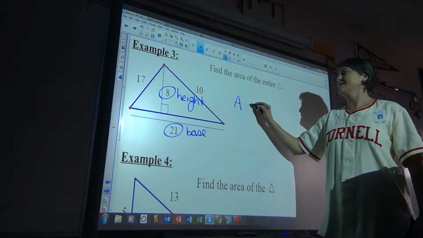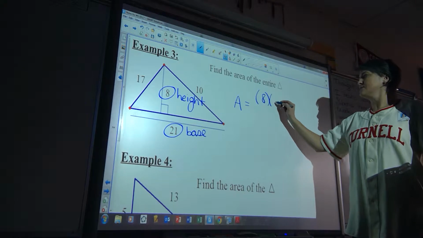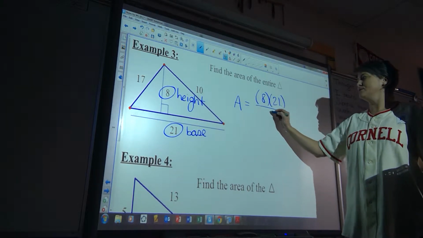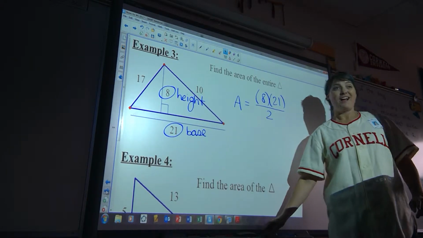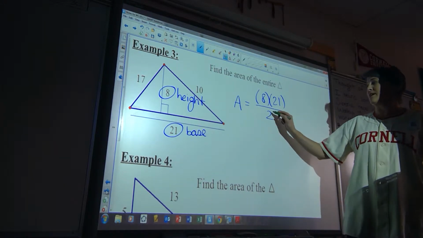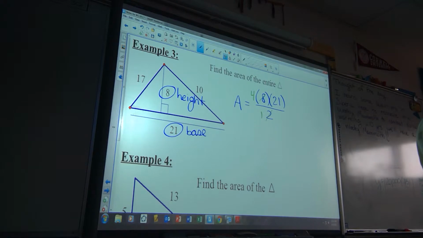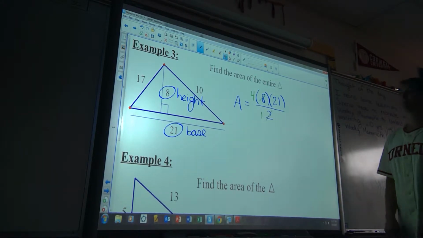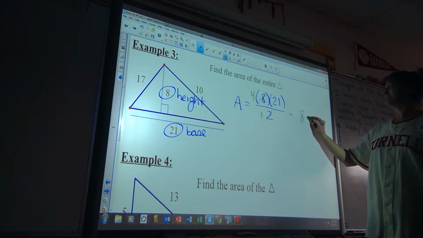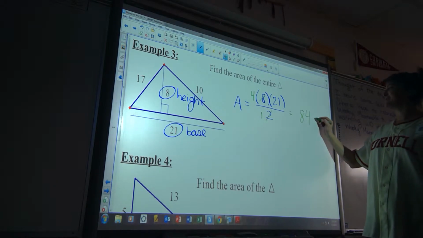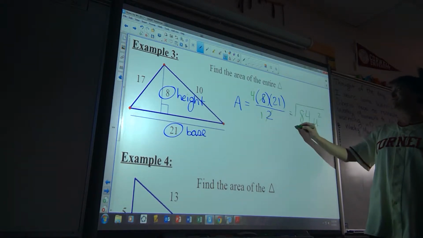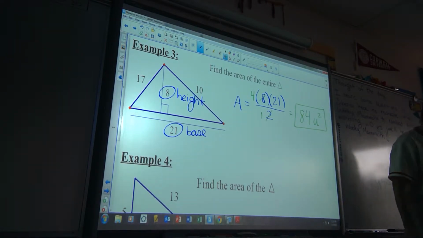So area is 8 times 21 divided by 2. Now, I'm not going to reach for my calculator right now because I'm going to reduce this 2 and reduce this 8. So I get 84. But you can reach for your calculator. It's okay. Still unit squared? Yeah, it's still unit squared. Okay.